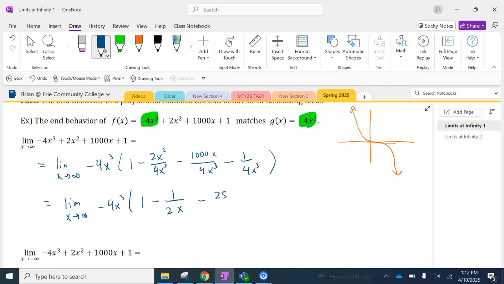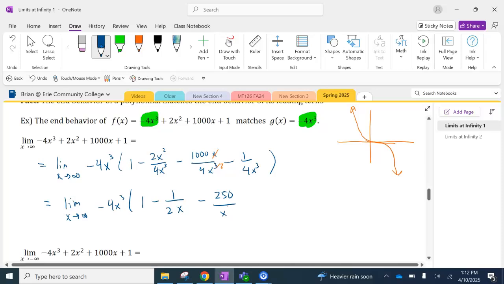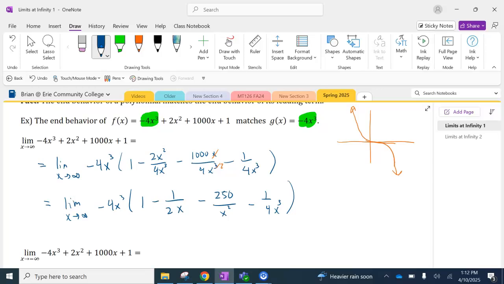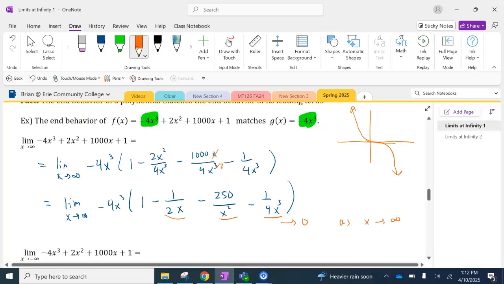4 goes into 1,000, 250 times. Again, we're canceling out 1 of the x's with 1 of the x's in the bottom. In this case, it's going to leave us with x squared in the denominator, and then the last term is just the same. All right, now why is that showing us that the end behavior is the same as the leading coefficient? Well, because all of these individual terms here that we're underlining, they're all going to approach 0 as x approaches positive infinity.